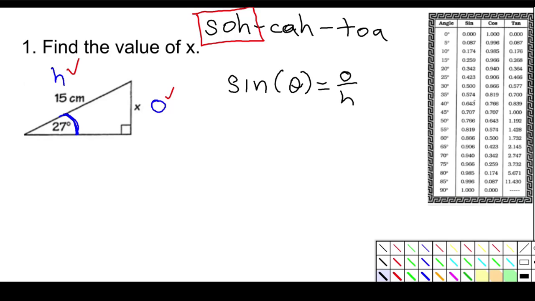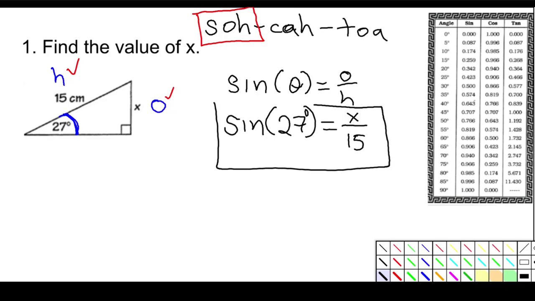Perfect. Now, once you're here, then you can start just doing a little substitution and plug it in and see if this makes sense. Let's see if we can solve this. So sine of theta, what's my reference angle? Well, your reference angle is 27 degrees. Perfect. And my opposite side is what we're trying to figure out. And my hypotenuse is 15. And basically, if you can get here, you're almost done.